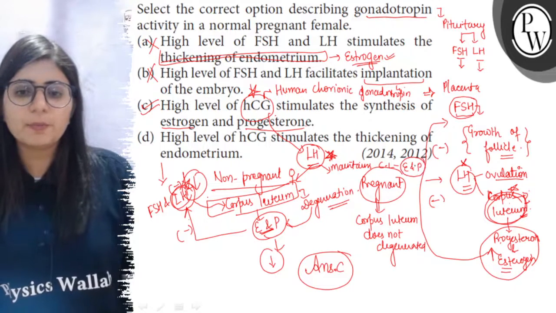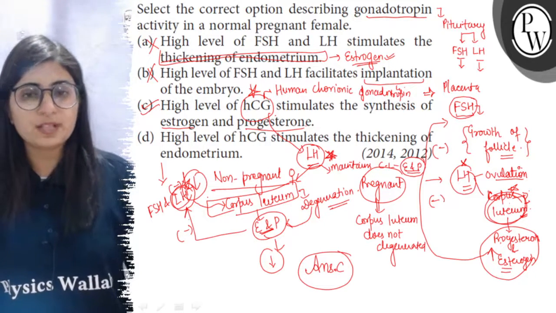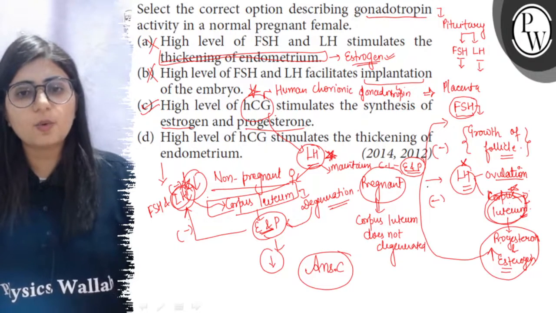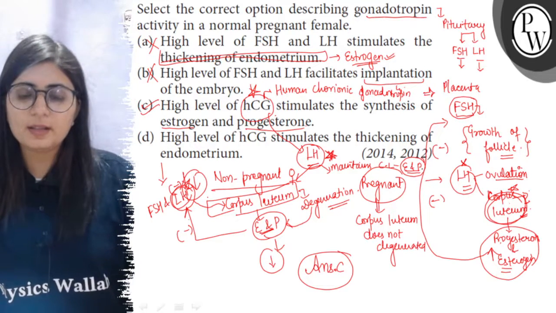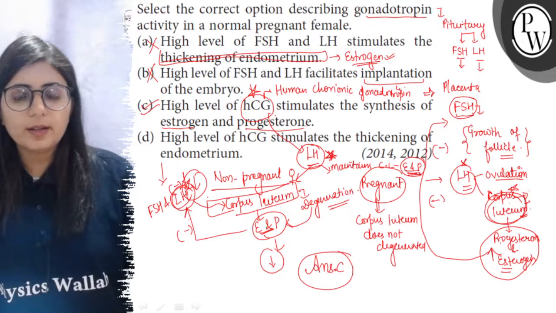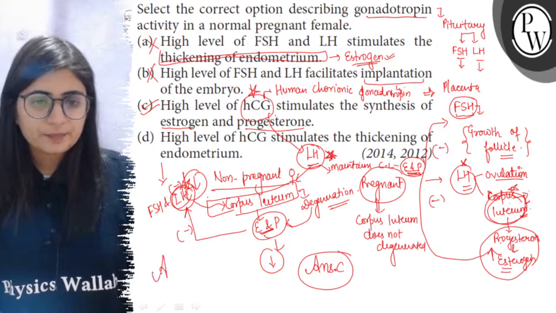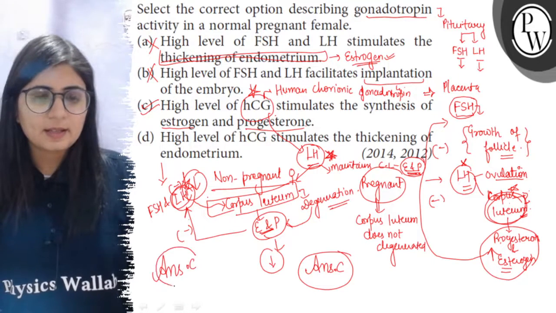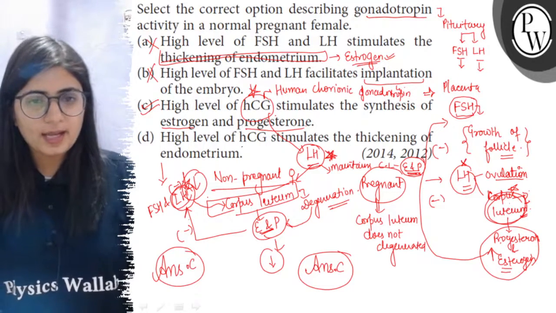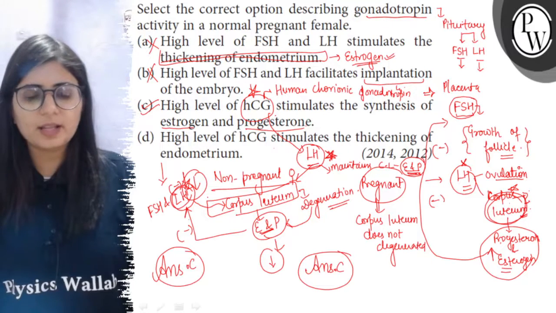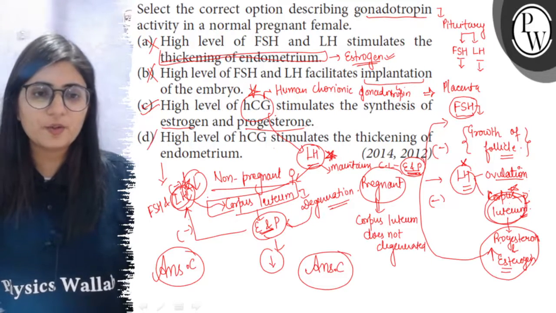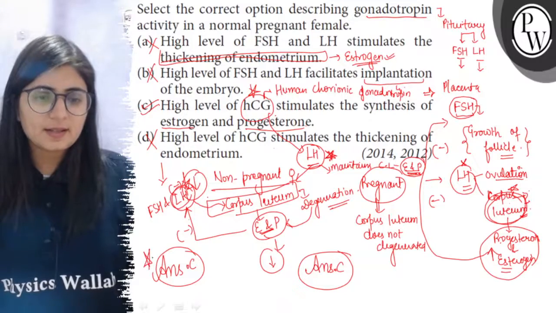So in a pregnant woman, the level of these two hormones is maintained high and it is required to continue the pregnancy. In the absence of these hormones, the endometrium will break down, causing abortion. So the right answer of this question is option C. Now, if we look further, high level of HCG stimulates the thickening of endometrium? No, this is the function of estrogen. So the right answer is option C.